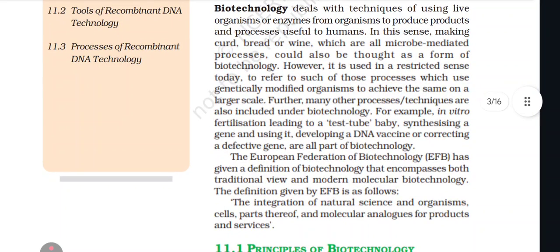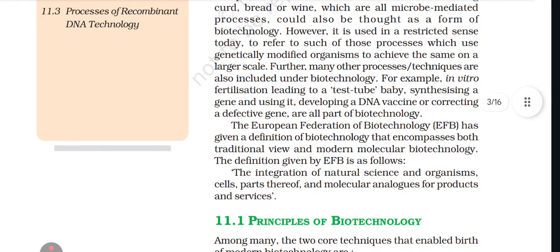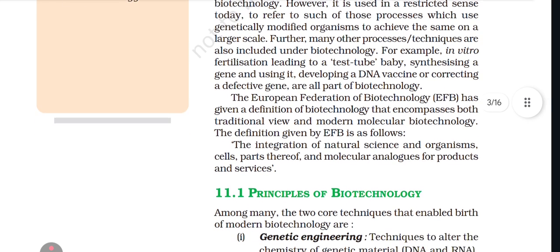The European Federation of Biotechnology (EFB) has given a definition of biotechnology that encompasses both traditional view and modern molecular biotechnology. The definition given by EFB is as follows: the integration of natural science and organism cells, parts thereof, and molecular analogues for products and services.